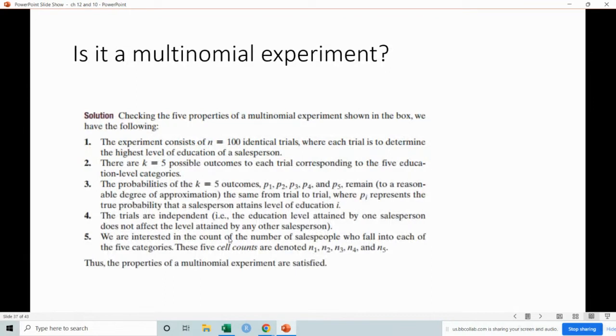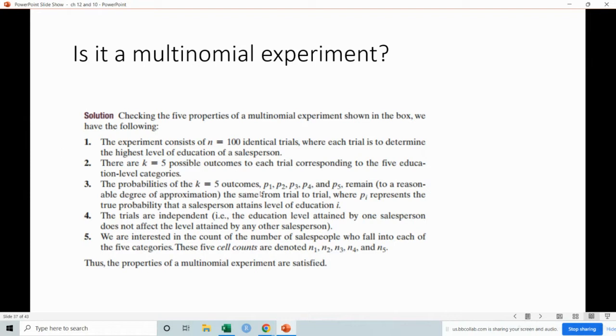So, check the 5 properties of a multinomial experiment shown in the box we have. So the experiment consists of n trials. That was the first one. So we had 100 identical trials, where each trial is determining the highest level of education of a salesperson. There are k equals 5 possible outcomes. That's whether you have some high school, a diploma, etc.